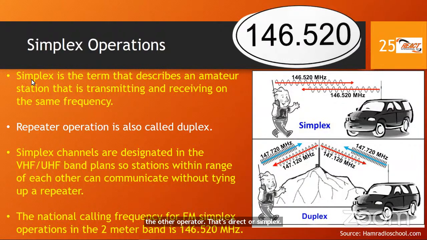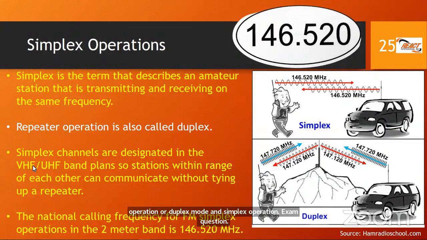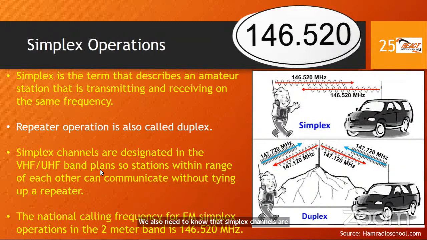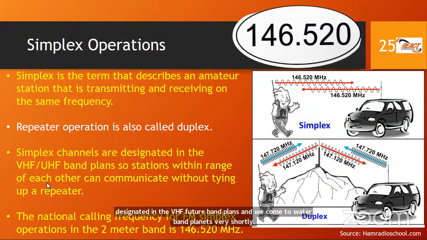So for the exam, we need to know that simplex is a term that describes an amateur station that is transmitting and receiving on the same frequency. Compare and contrast with duplex or repeater operation, where you actually transmit on one frequency and you receive on another frequency. So that's one major difference between repeater operation or duplex mode and simplex operation. Exam question. We also need to know that simplex channels are designated in the VHF, UHF band plans, and we'll come to what a band plan is very shortly. So stations within range of each other can communicate without tying up a repeater.